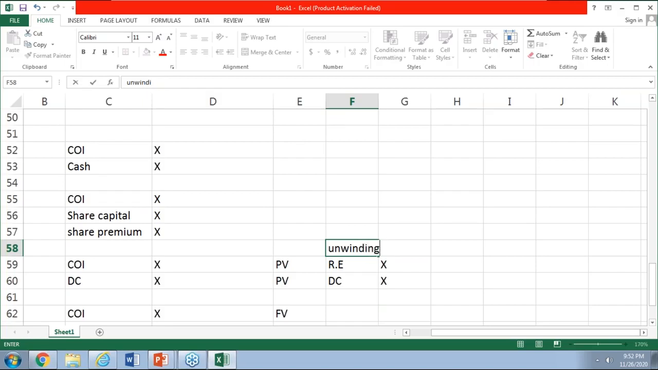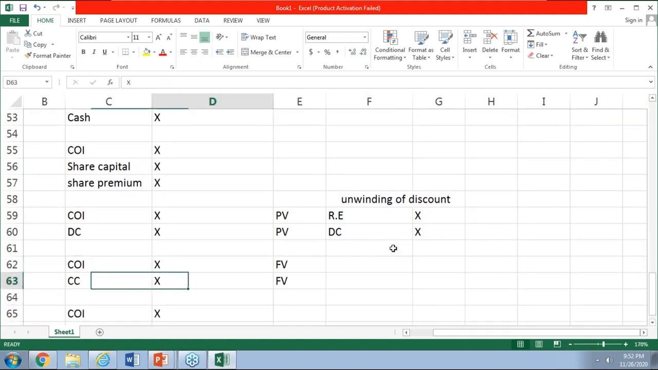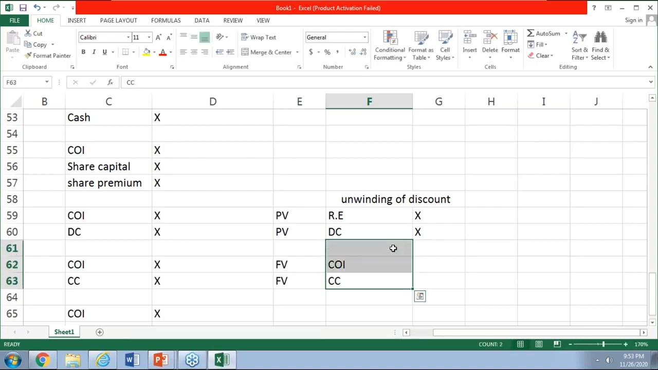Unwinding of discount will occur in all the cases when we have calculated a value into its present value. So whenever we have a present value, we will always have an unwinding of discount in the future. Fair value could be changed in the future. If there is a change on the upward side in the contingent consideration, then the accounting entry will be: debit cost of investment, credit contingent consideration, if the investment in the form of contingent consideration has increased.